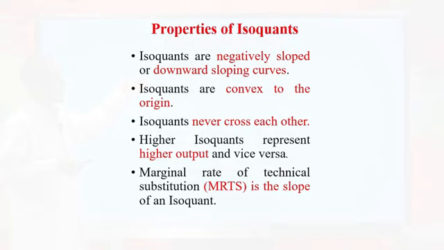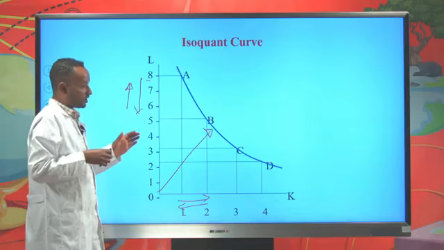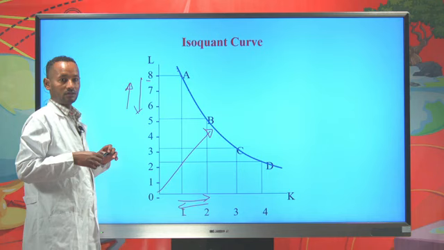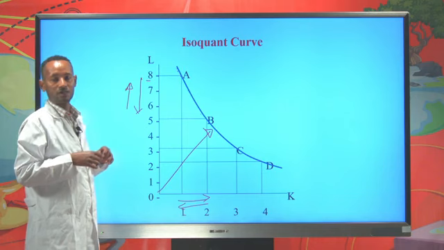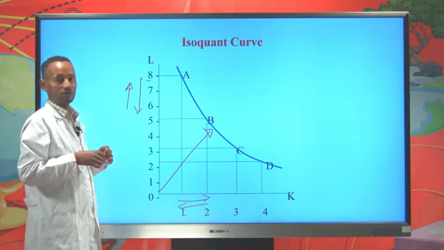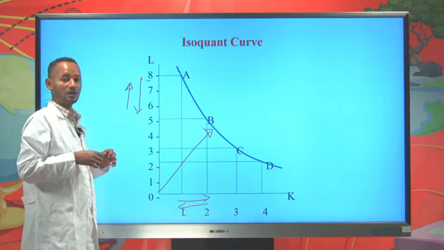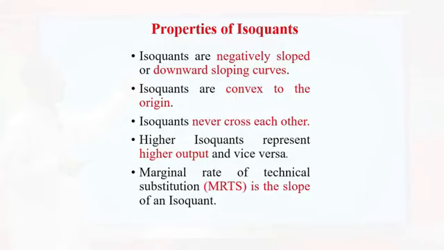Another property is that isoquants are convex to the origin. This is the origin. When we look from the origin, isoquants are convex to the origin. Isoquants are convex to the origin due to the principle of diminishing marginal returns. The principle of diminishing marginal rate of technical substitution states that the rate at which one variable input is substituted for another on the same isoquant tends to diminish or decline. So due to this principle, isoquants are convex to the origin.